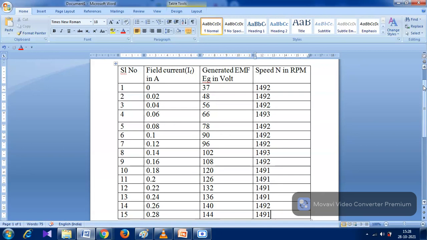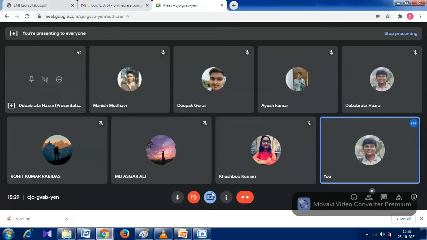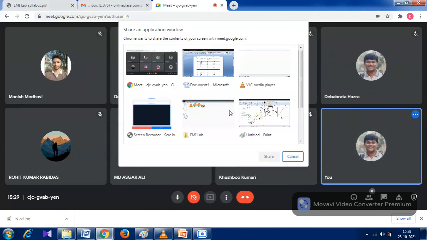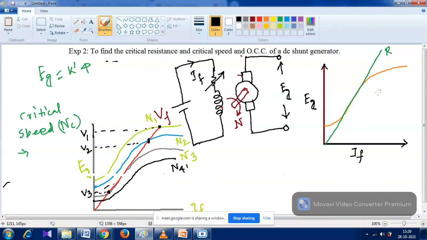After that you have to draw the graph between generated EMF and field current. After plotting that graph, and the graph is like that graph. And if we plot that reading, we get it like a red color graph. And after that we have to make a line like the green one, and from that green one we calculate the value of RC, that means critical resistance. You have to calculate that.